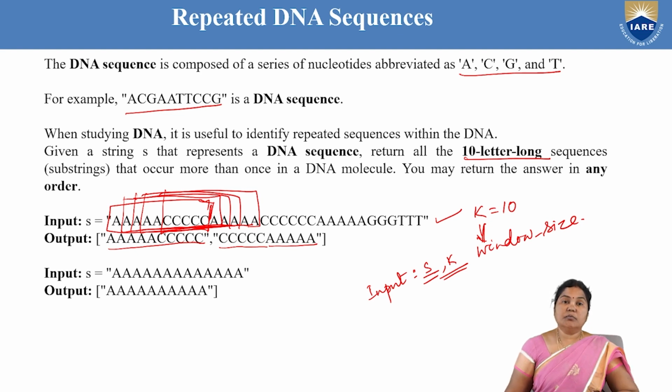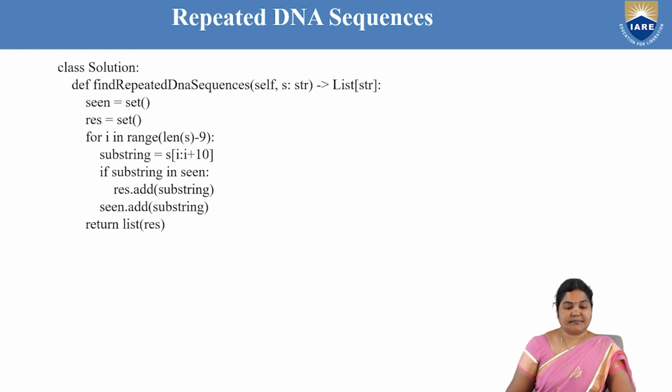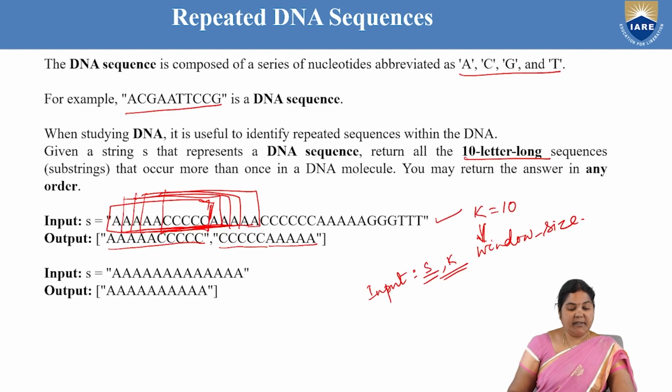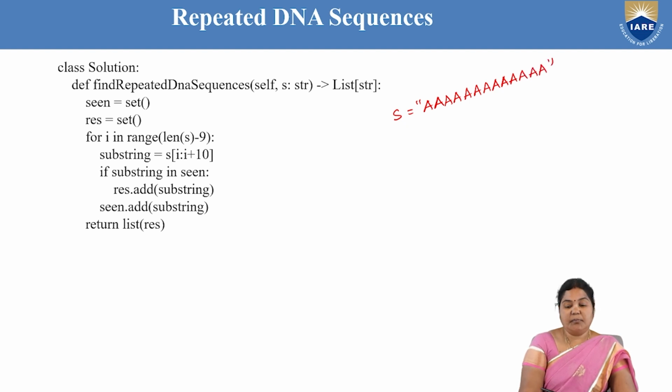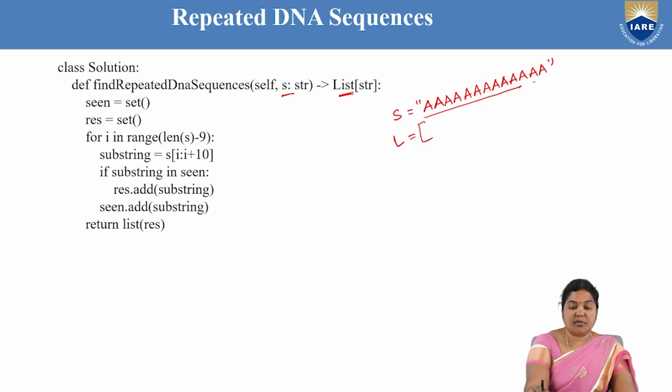Now, let us see how to solve this problem using Python. Let me take one substring. S is 13 times A. We have to find a 10 long sequence, up to this. So what will you do? Input is a string and output is a list of strings. We have to write it down.